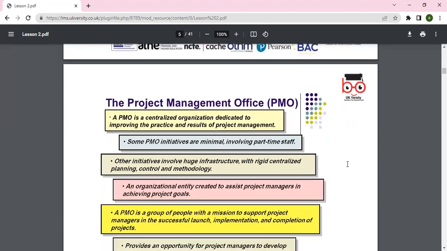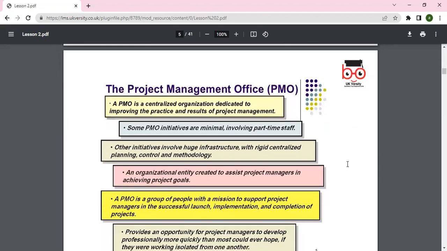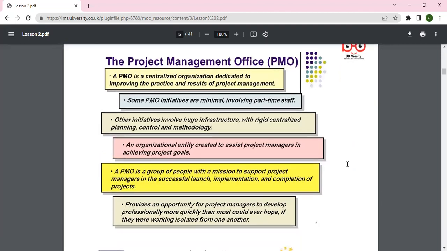PMO, Project Management Office. A PMO is a centralized organization dedicated to improving practices and results. Some PMO initiatives are minimal and sometimes involve part-time staff. Other initiatives involve the infrastructure with rigid centralized planning. That helps, as it sometimes saves time with centralized decision making.